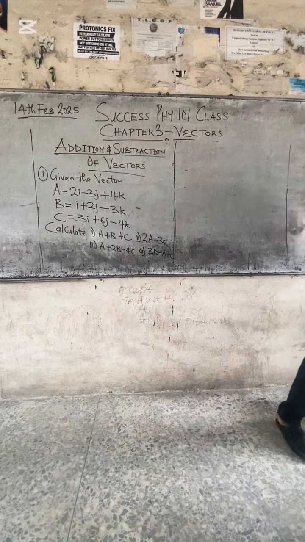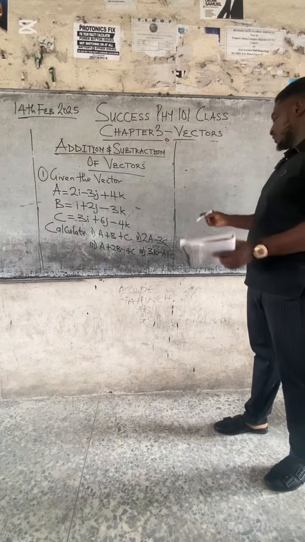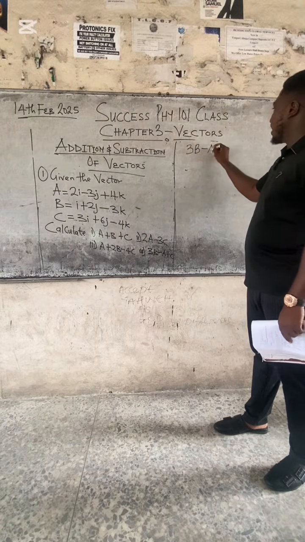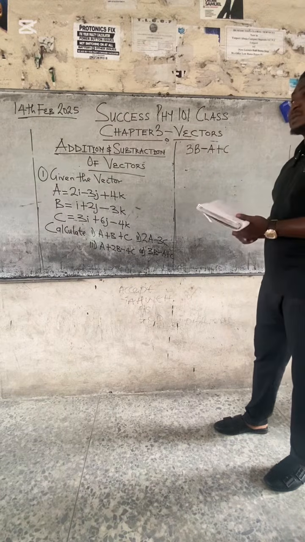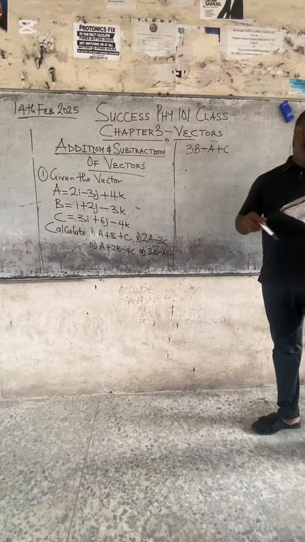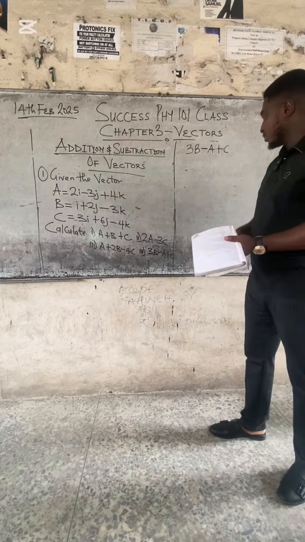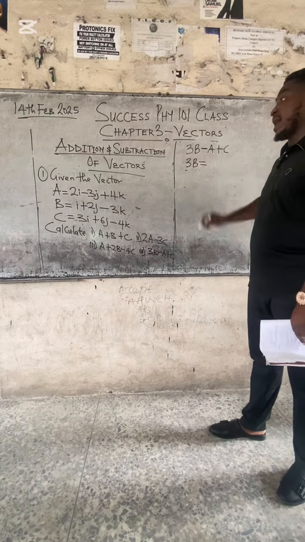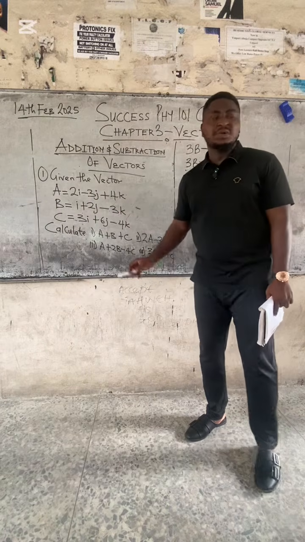The last one now is 3b minus a plus c. Class, have we done anything that gave us 3b before? No. So let's go and find 3b. 3b means multiply b all through by 3. Class, this is b here. Multiplying this b all through by 3 will give us what?